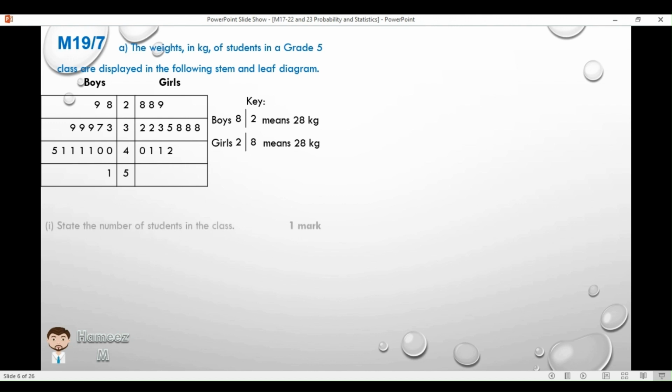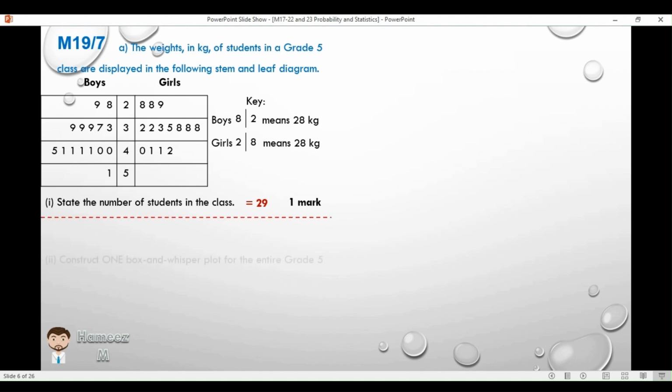So now let's see what happens in part 1. State the number of students in the class. So there are boys and there are girls, so all we need to do is add up how many there are. So there are 15 boys and there are 14 girls. So 15 and 14 is 29. Only one mark is required.